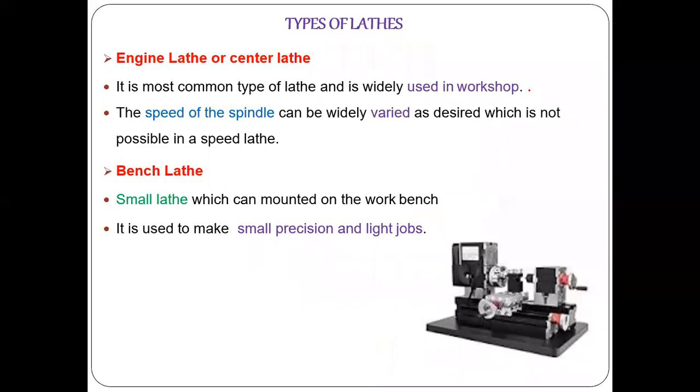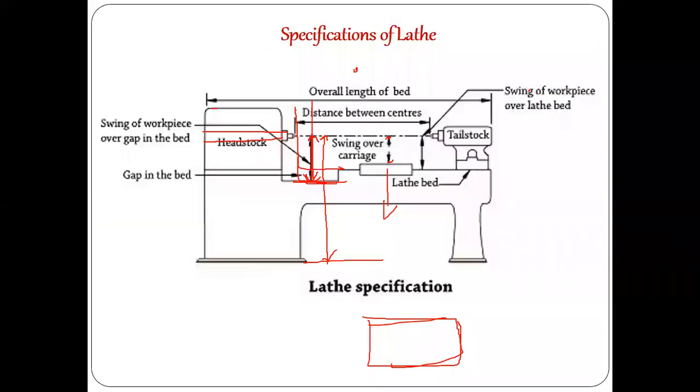So yes, we can go for this, which is about specifications. There are five important specifications for the lathe. In addition to this, there may be other specifications too, like the power of the motor, how much power the motor has, maybe 1 kilowatt or 2 kilowatt. Similarly, what is the maximum speed possible in a lathe? Those are also specifications. But basically, these are the five specifications.